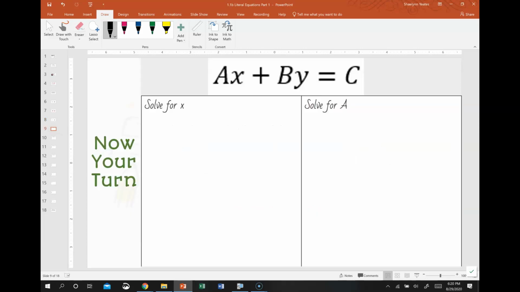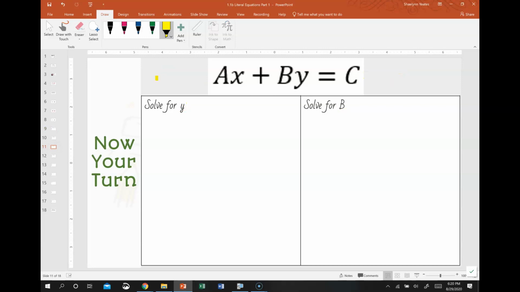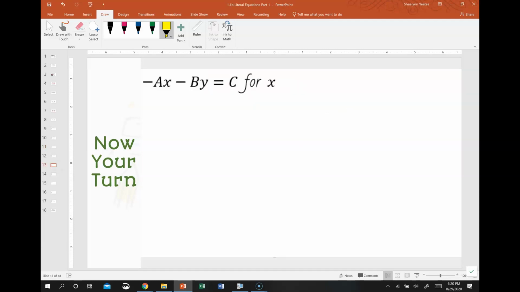All right, what I want you guys to try and do now is on this one, you're going to be solving for different letters for each section. So for here, you're going to solve for x, and then you're going to solve for a, and you're using this equation right here. Okay, right here, still using the same equation. You're going to solve for y, and then you're going to solve for b. Then right here, notice that the equation changes, but you're still solving for x.